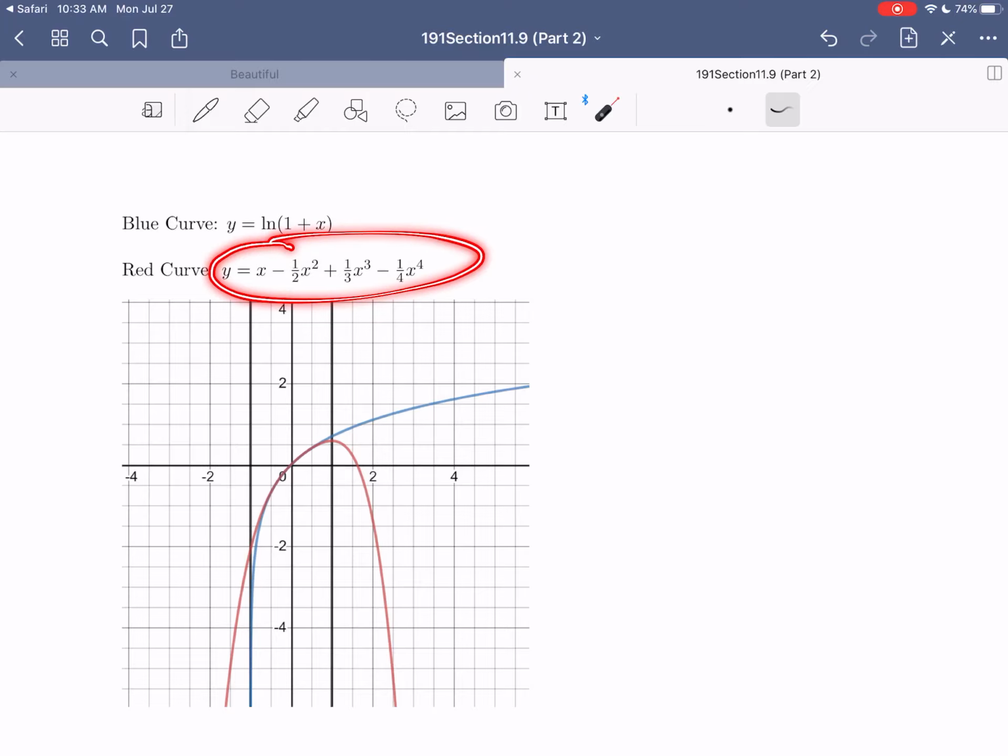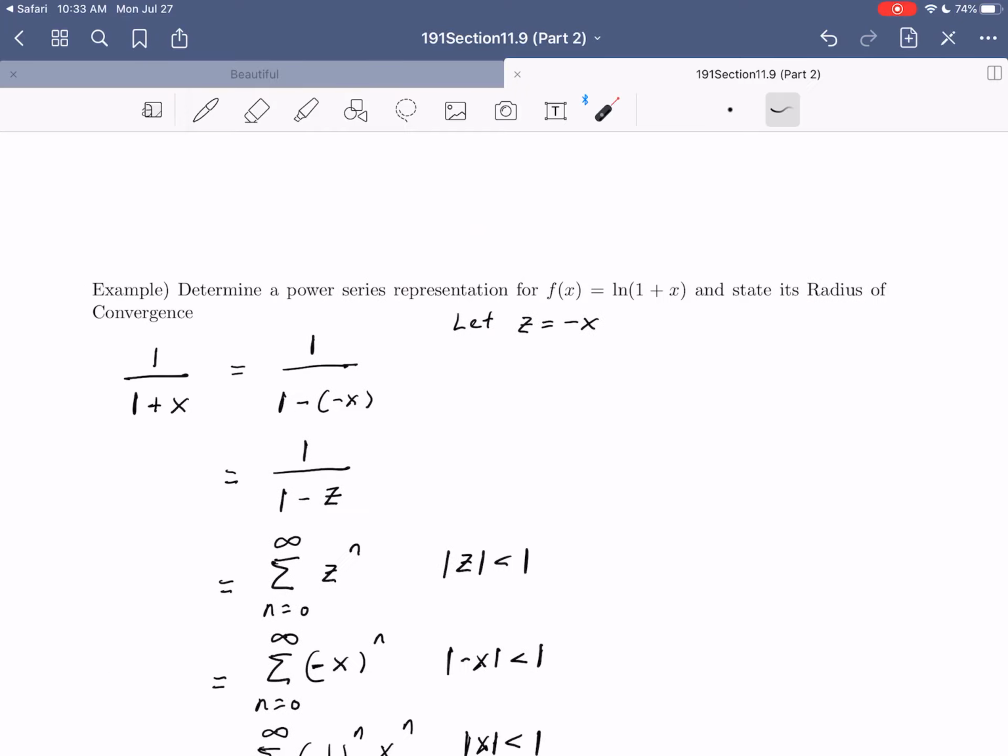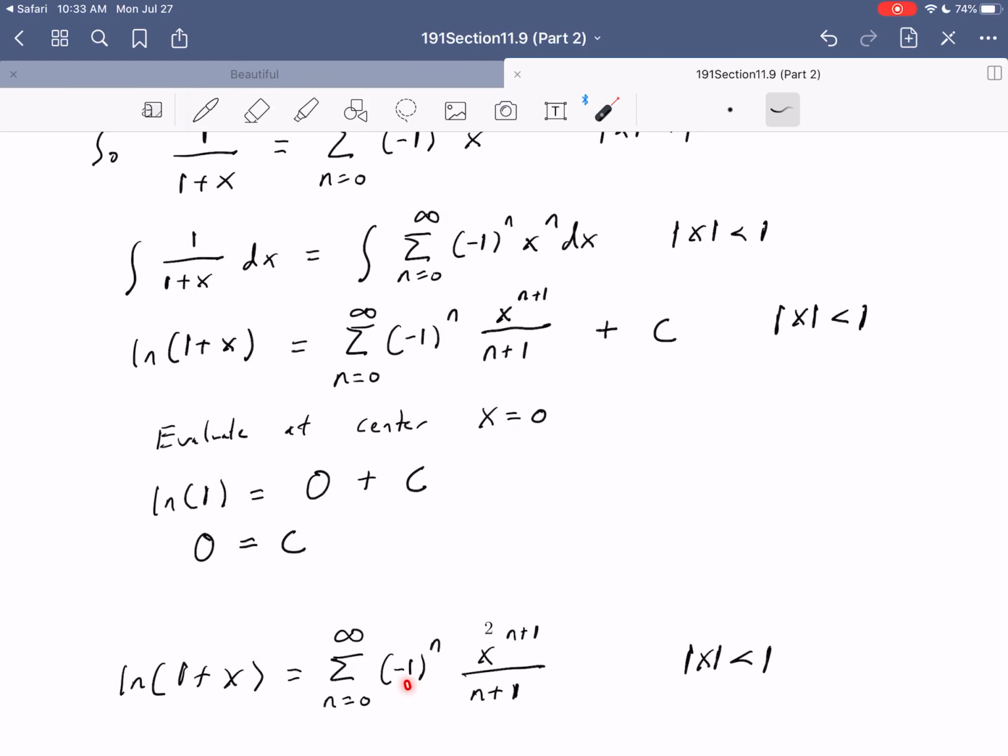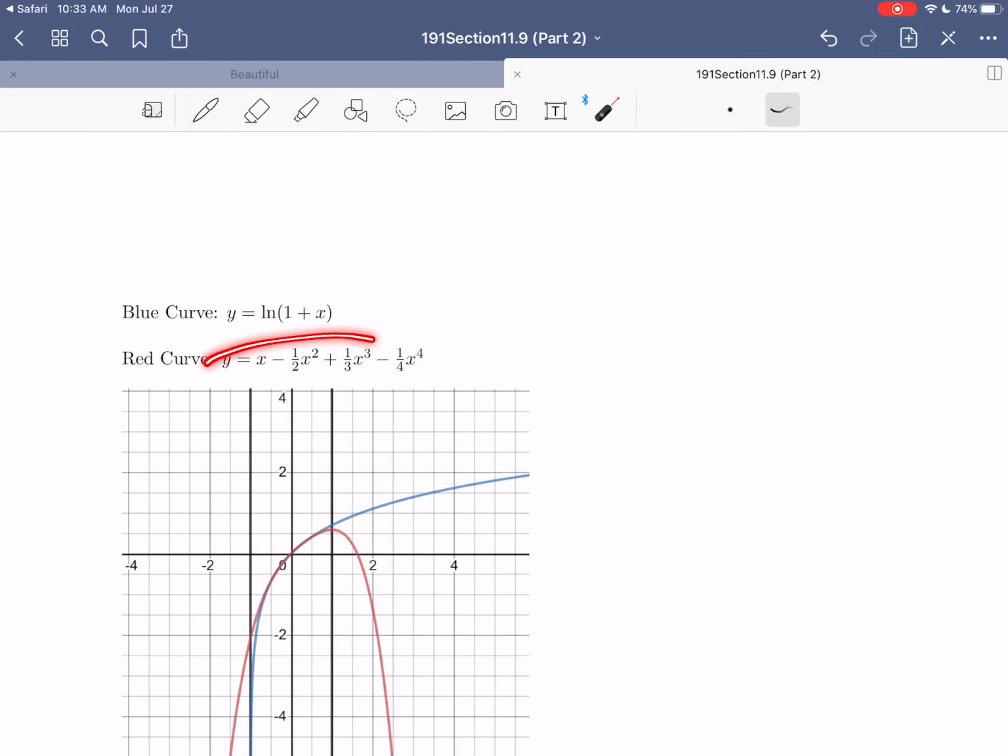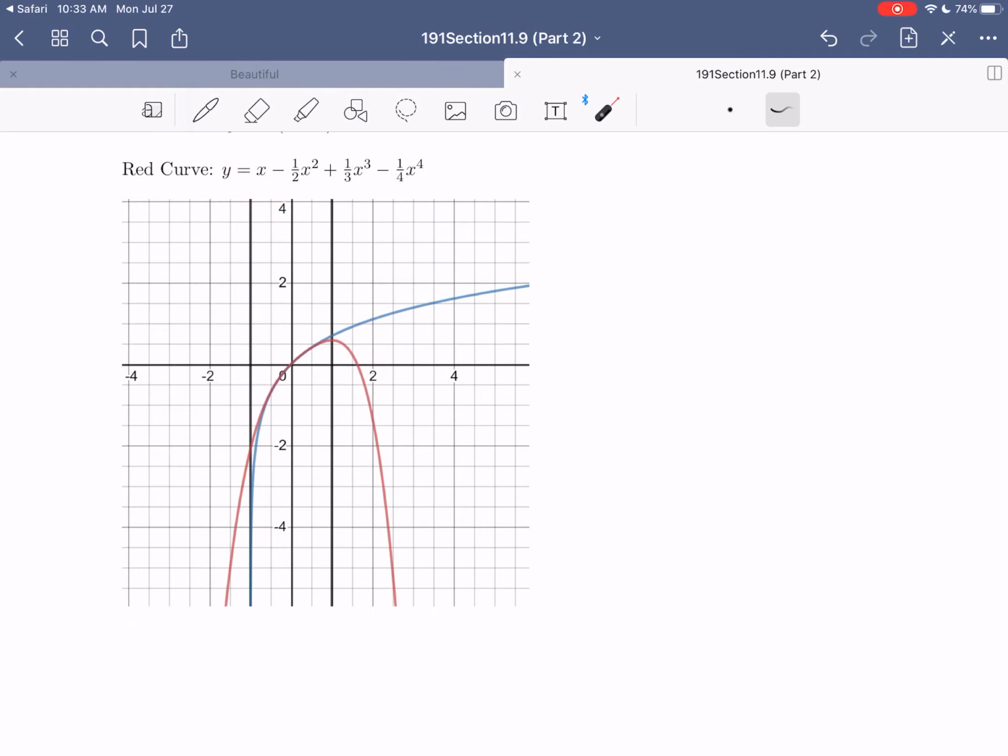Here's the first 4 terms of our previous series. If you think about it, our series, (-1)^n x^(n+1) over n plus 1, n equals 0 is going to make it positive, x over 1, and then n equals 1 is going to make it negative, x squared over 2, and so on and so forth. The first 4 terms are right there. You'll notice that the red curve definitely doesn't look exactly the same as the blue curve, but it looks very similar to the blue curve on the radius of convergence, which is -1 to 1, these 2 black lines.